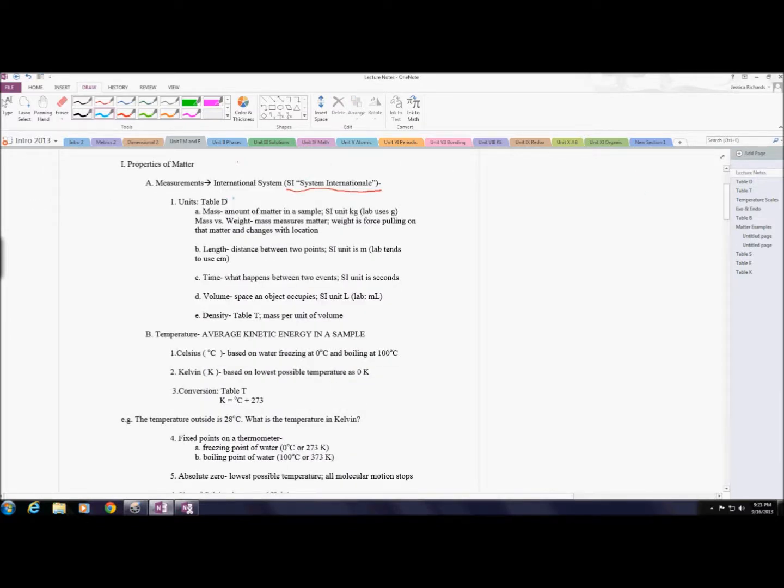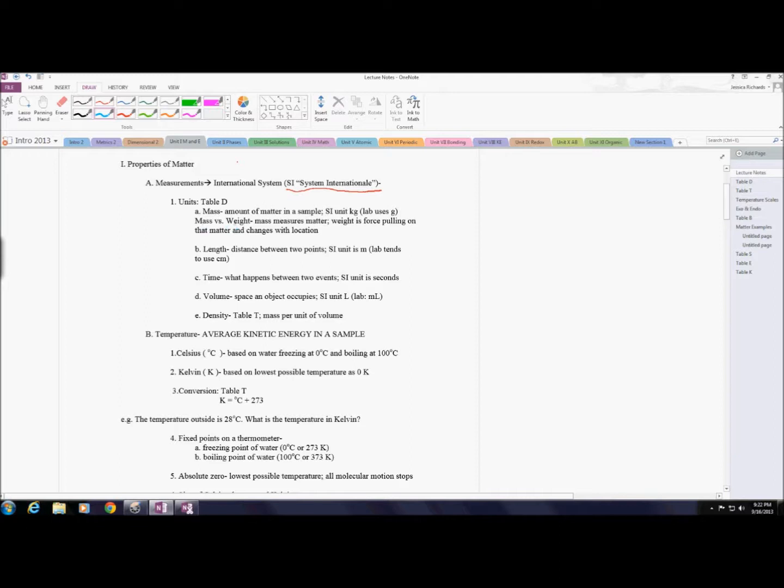Okay, so measurements, table D. Mass is an amount of matter in a sample. It is different than weight. Weight is a measure of force pulling on that amount of matter. Mass is how much stuff is really there. The biggest difference: if you went to the moon, you should have the same amount of matter in you as you did here on Earth, so your mass will be the same, but gravity pulls on you less on the moon, so your weight will be much lower.